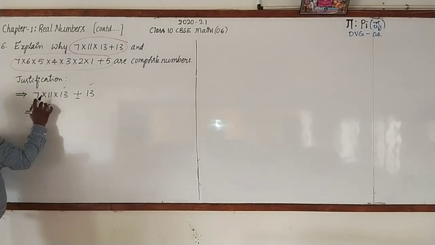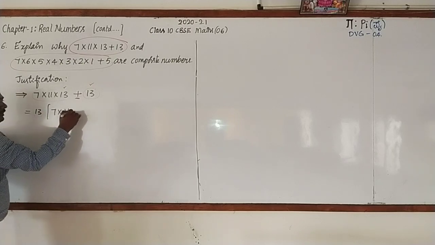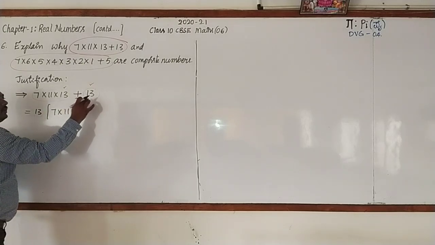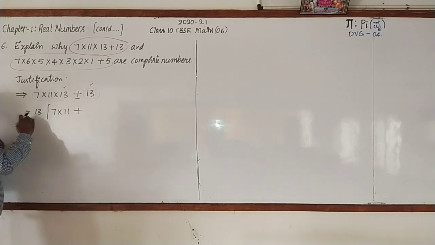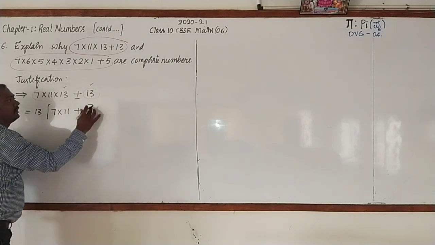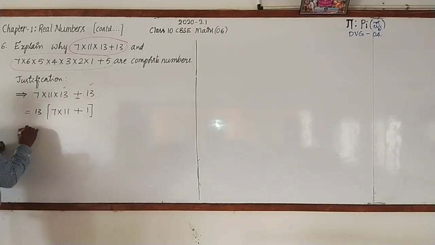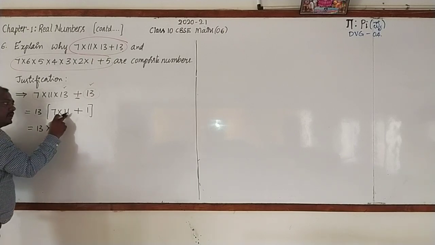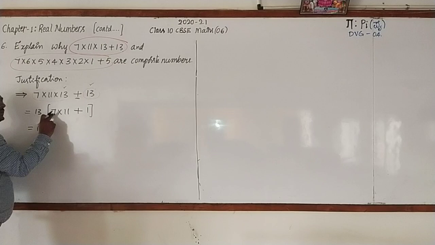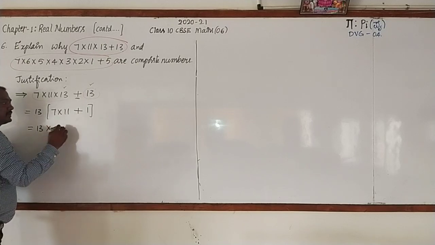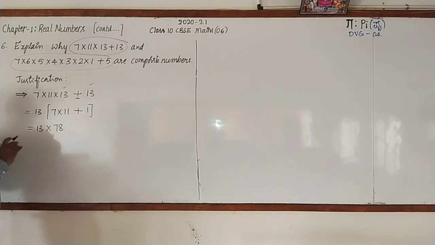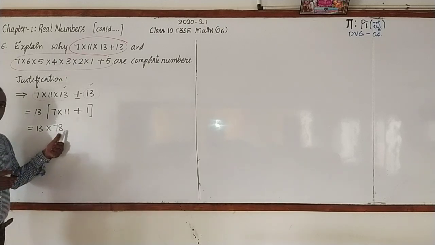Remaining, in the first number what will remain? 7 into 11 plus, as it is. Here what will remain? 13 is already taken out. 13 1s are 13. Clear? It is equal to 13 into, see that 7 11s are 11 7s are 77. 77 plus 1, 78. Clear? Now, how many factors are there? Do you say that 2 factors?